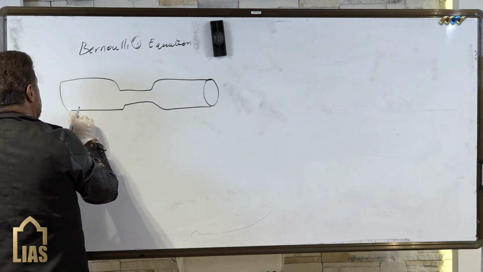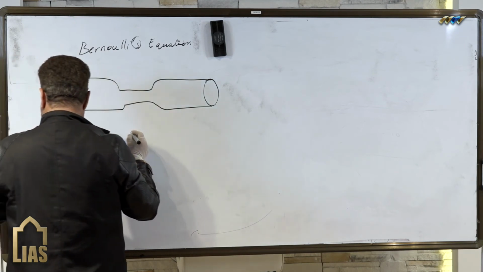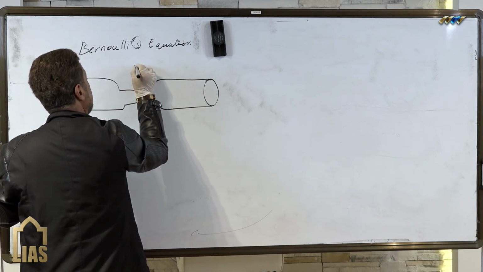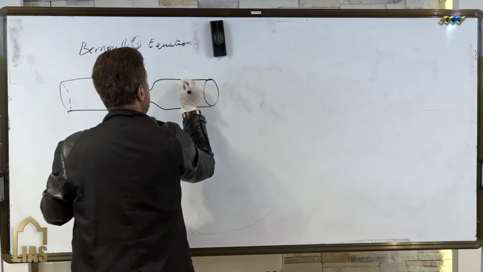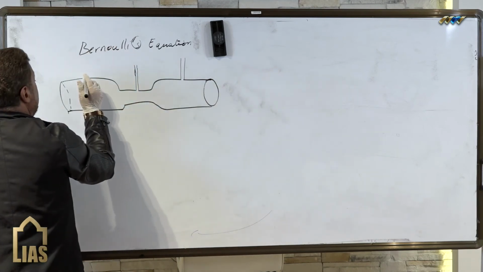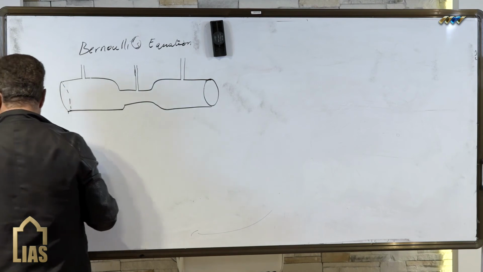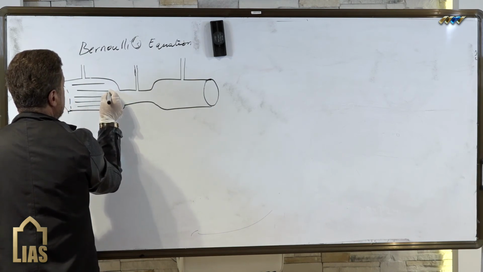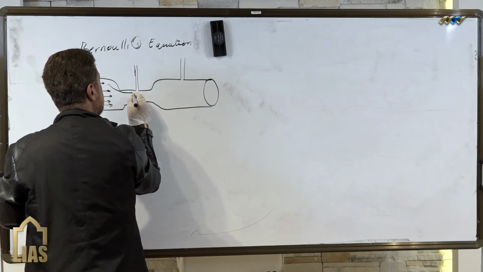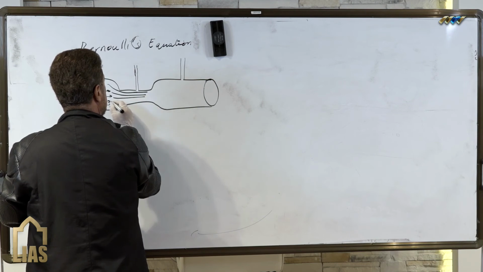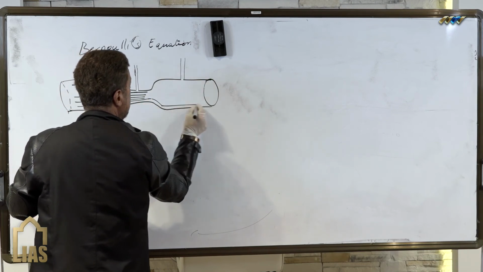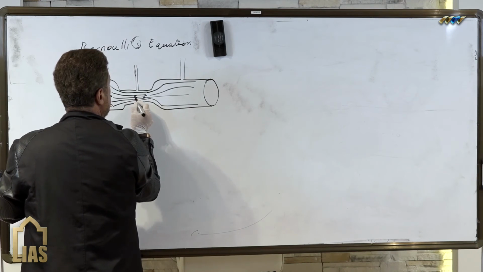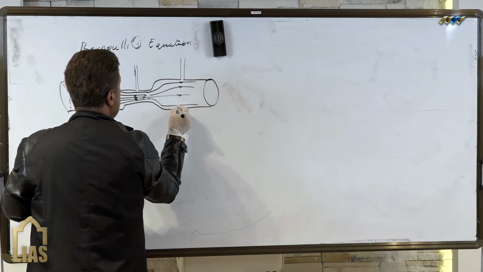Okay, this tube here. It's narrowed here, and we have an opening here, and we have another one here, and we have another one here. And we'll see the flow like that. When it comes here, it comes like this. And then back to, okay, and so on.